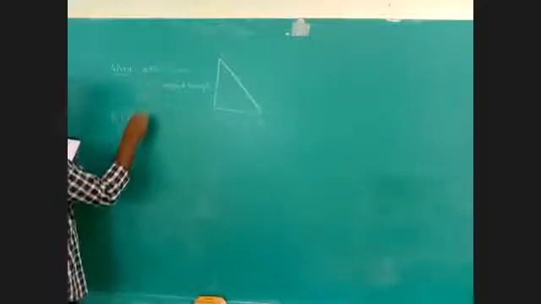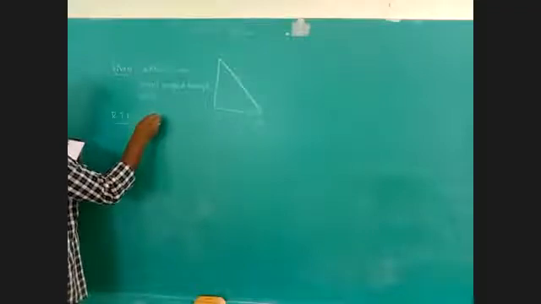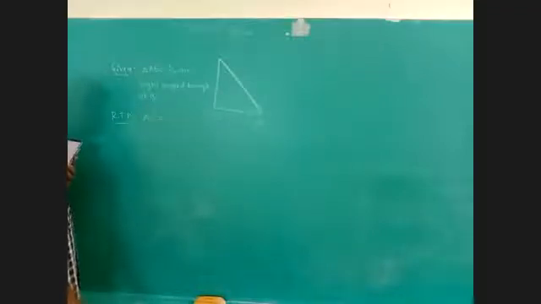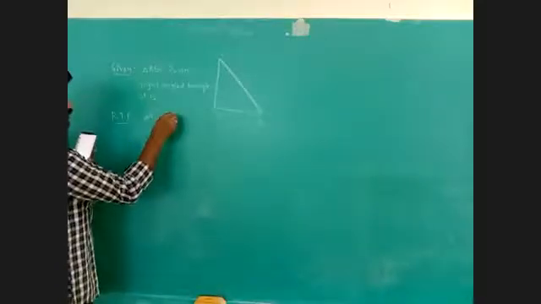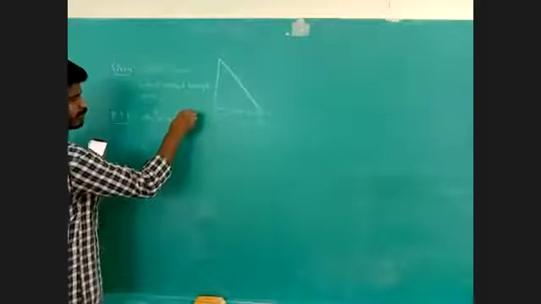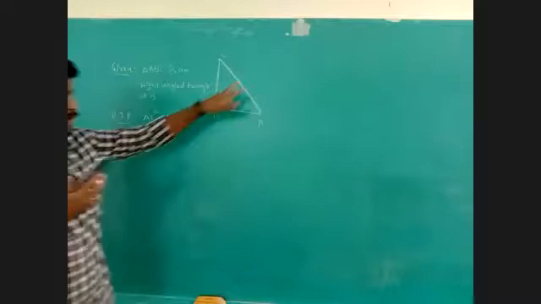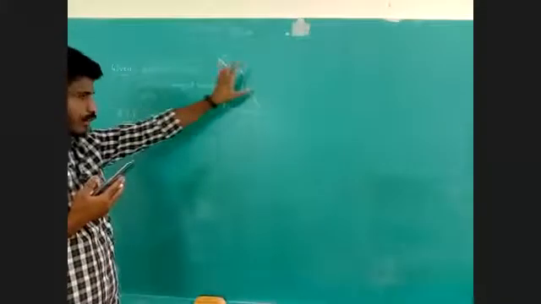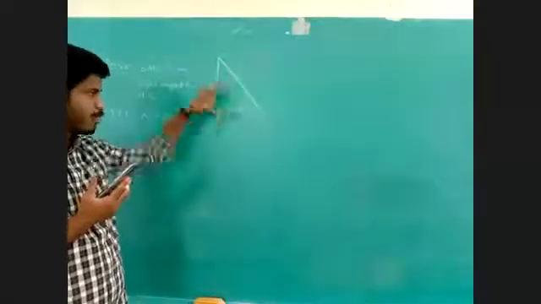Then prove that the square of hypotenuse, that is AC square, is equal to the sum of the squares of the other two sides, that is base square AB square plus height square BC square. This is the RTP. Hypotenuse square equal to adjacent square plus opposite square, or hypotenuse square equal to base square plus height square. Both are the same meaning only.